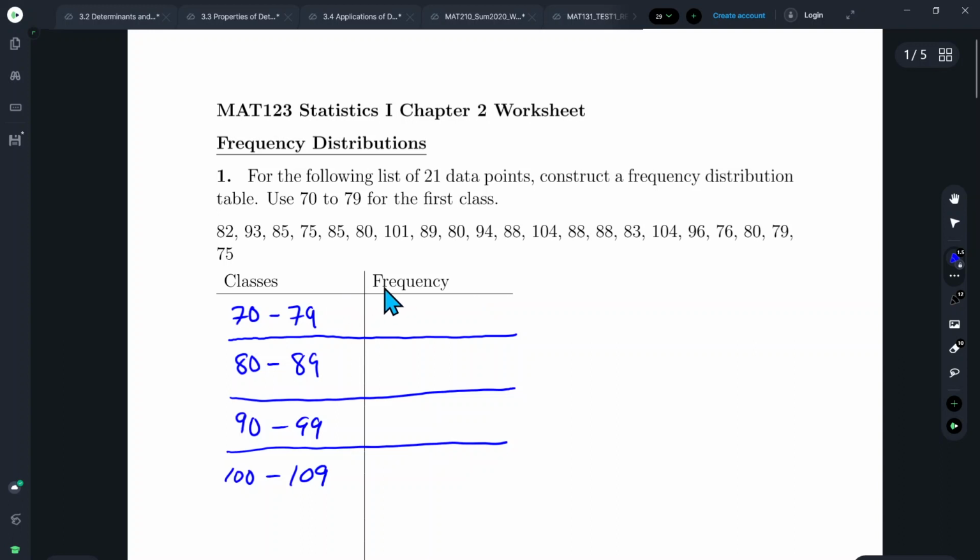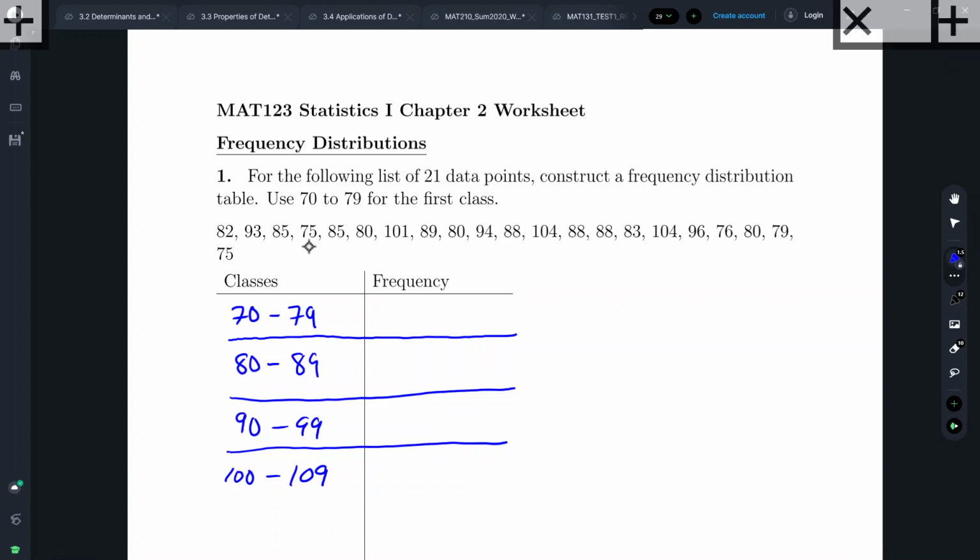Okay, so now we want to count up the frequency. The frequency should represent how many data points fall within each class. So the first class is the 70s, 70 to 79. We want to look through our list of data. Here it's not sorted at all, so we want to slowly go through the data and count up how many fall in.